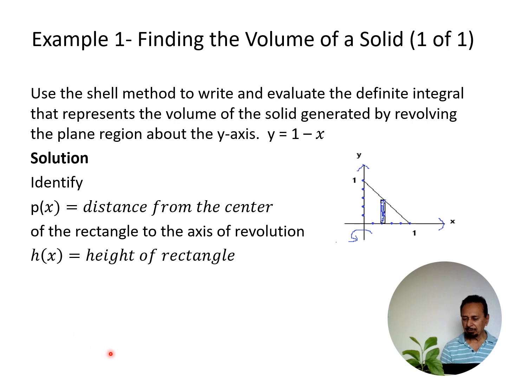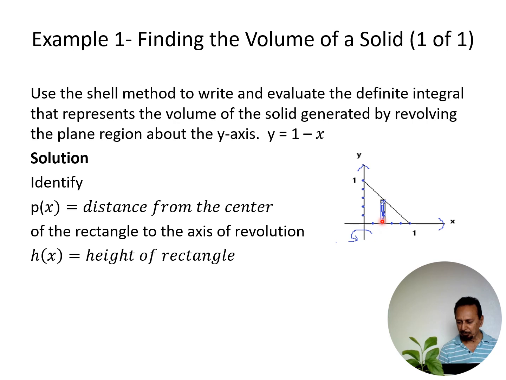So here is an example. Use the shell method to write and evaluate a definite integral that represents the volume of the solid generated by revolving the plane region about the y-axis. So here's the plane region. It's a triangular plane region whose boundary has the equation y equals 1 minus x. So the rectangle is placed parallel to the y-axis, which is the axis of revolution.